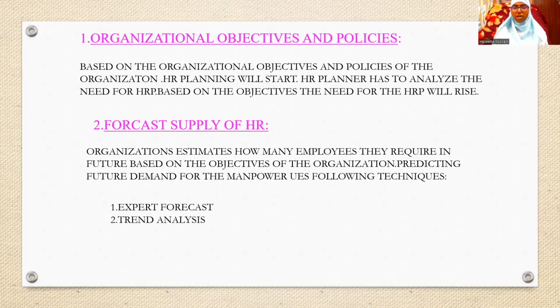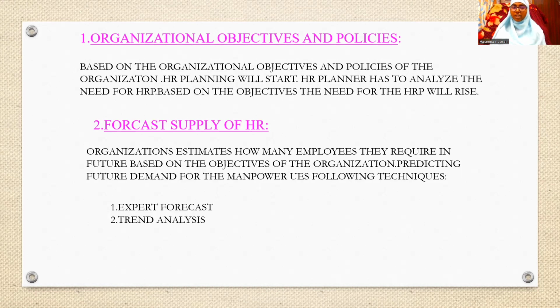The next one is forecast of demand. In the forecast, it is very important to analyze what type of demand has arisen and how to resolve that demand with the perfect supply. Here we can use two techniques. One is expert forecast and another one is trend analysis. Expert forecast includes a person who can perfectly analyze what type of people are required for the job and how that vacancy will be created in future.